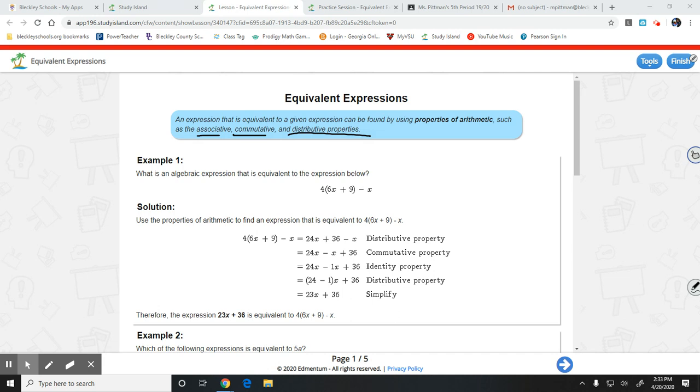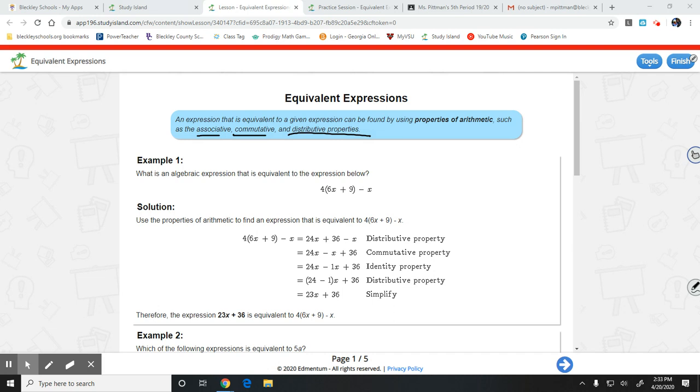Commutative property, you hear the word commute in there, that means to move. Okay, so you can move the numbers around and they're going to equal the same thing. The distributive property is when you have a set of numbers in parentheses and you have a number outside of the parentheses and you multiply the outside number by the number inside the parentheses.